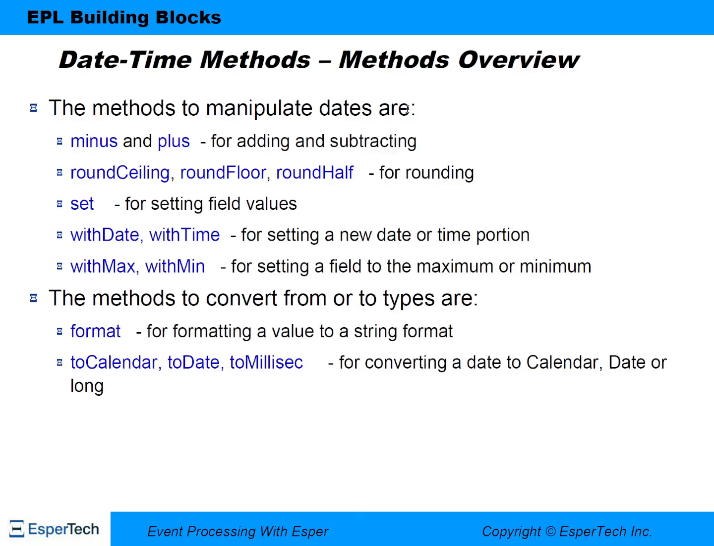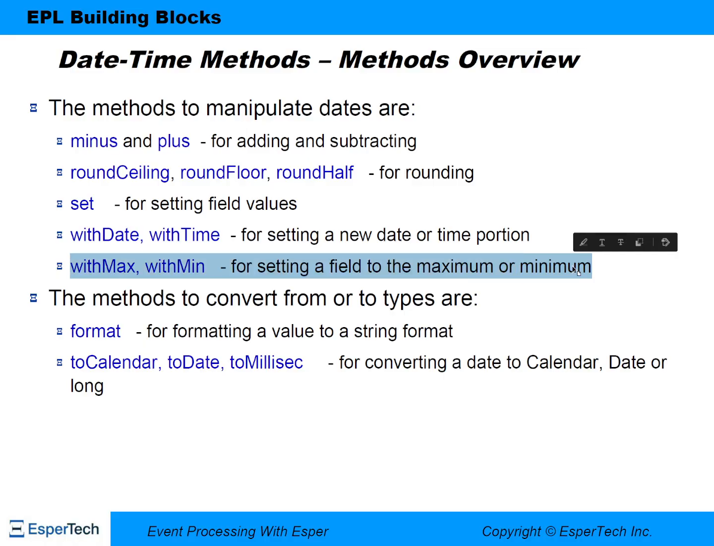The methods to manipulate dates are minus and plus for adding and subtracting. Round ceiling, round floor, round half for rounding. Set for setting field values. With date, with time for setting a new date or time portion. With max, with min for setting a field to the maximum or minimum.